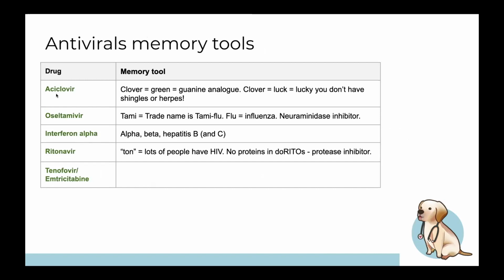So acyclovir, clover, green, guanine analog. And clover is luck, so lucky you don't have shingles or herpes. And also oseltamivir, easy to remember because this is what we use for the flu, Tamiflu, flu influenza, neuraminidase inhibitor, as we said before. Interferon alpha we use for hepatitis B, C, cancers as well, but mostly hep B and C. So remember alpha, beta, hepatitis B.